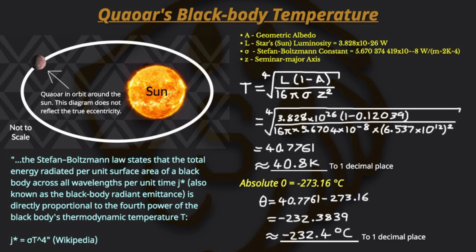So we subtract 273.16 degrees Celsius from the 40.7761 kelvins that we saw, and then we find our value in degrees Celsius, which is negative 232.3839, which is negative 232.4 degrees Celsius, correct to 1 decimal place. Like I said, it's just the standard that we use.